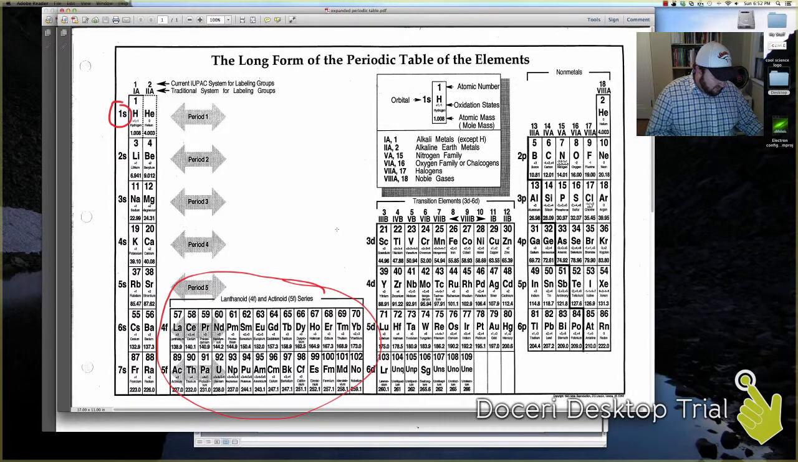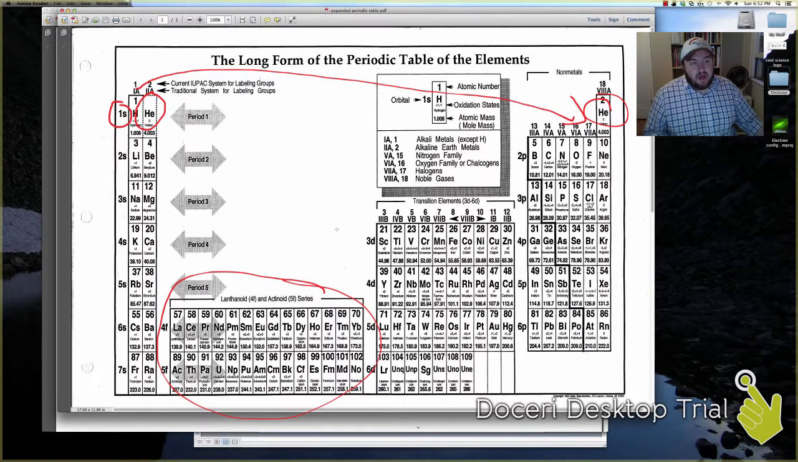Notice this periodic table also has helium right here and over here. That's because it could go either place. Hydrogen could just as easily get moved over here as well. They're put where they are because of electrons and valence electrons, how many they have in the outer shell. But for us, either way works out just fine.